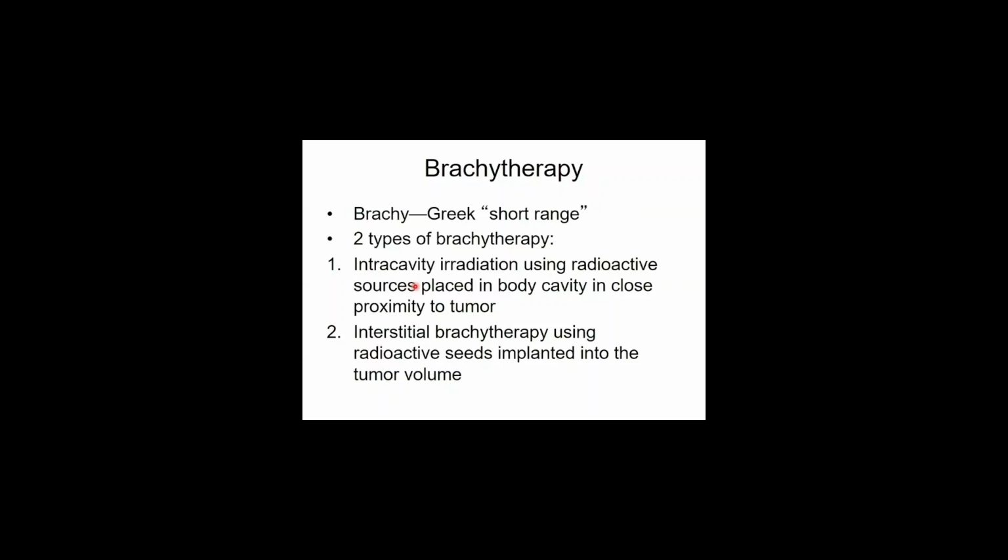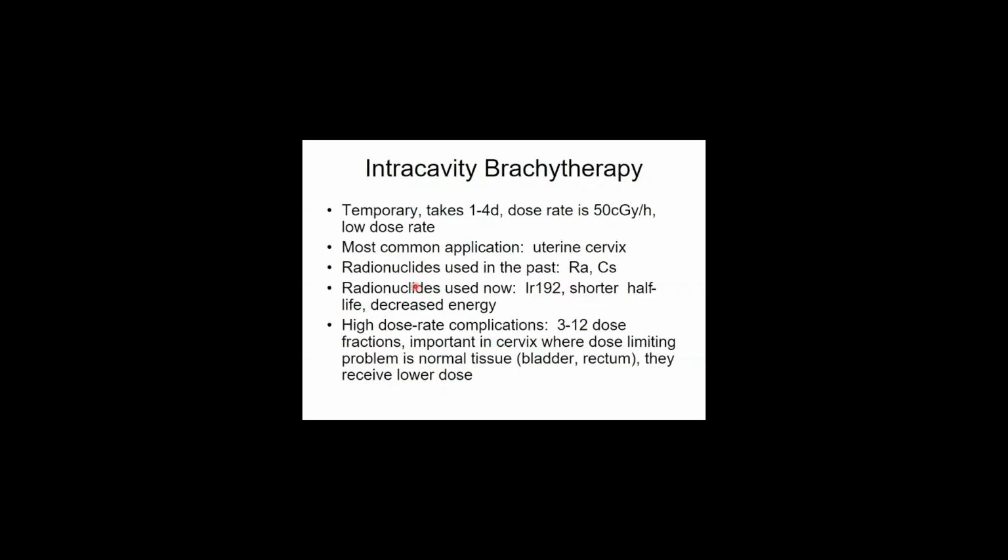So now let's move this into brachytherapy. Brachy comes from the Greek word meaning short range. We generally give 2 kinds of brachytherapy, although we'll mention a few others that people are talking about. One is intracavity, where we take a radioactive source and stick it in a body cavity, normally the uterine cervix. It's in close proximity to the tumor. The second is interstitial brachytherapy, where we take radioactive seeds and implant them into the tumor volume.